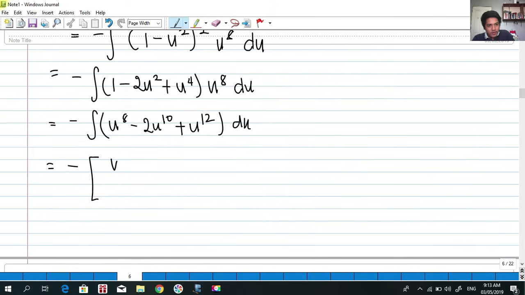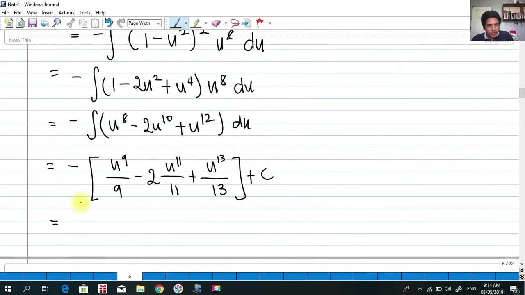And if we're going to get the integral of that, that is u raised to 9 over 9 minus 2 u raised to 11 over 11 plus u raised to 13 over 13 plus c, and distributing the negative sign, we have negative u raised to 9 over 9 plus 2 u raised to 11 over 11, I'm sorry, simply 11, minus u raised to 13 over 13 plus c.